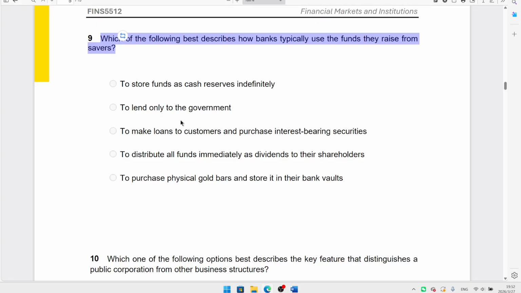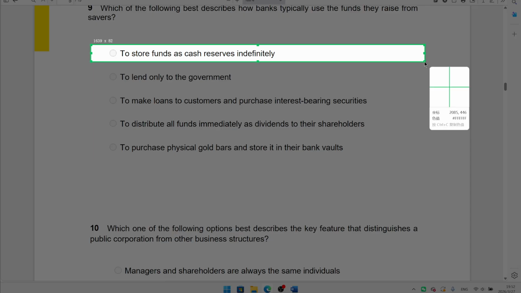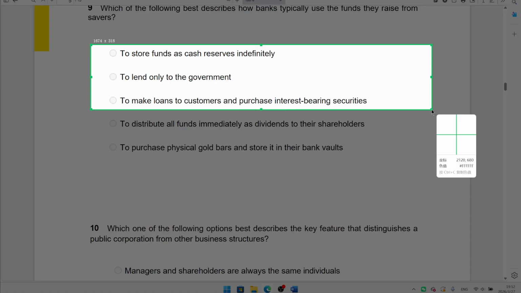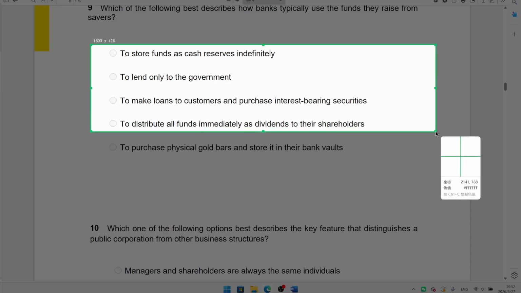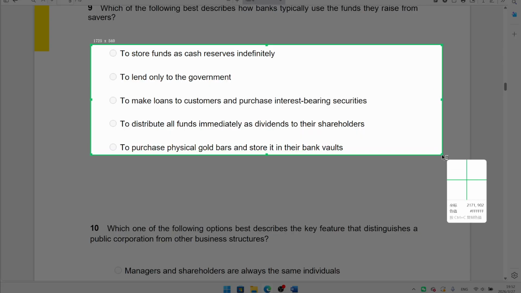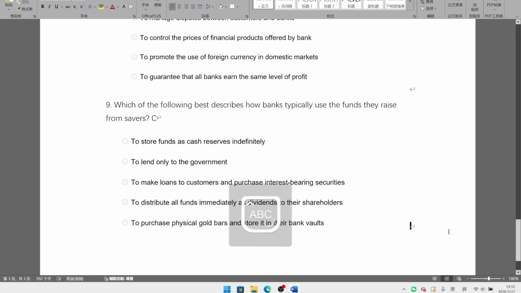To store funds as cash indefinitely? No. To lend only to legal? No. To make loans to customers and purchase interest-bearing securities? To distribute all funds immediately? To purchase physical gold bars and store them in the bank vault? No. I think C is the correct answer for this one.